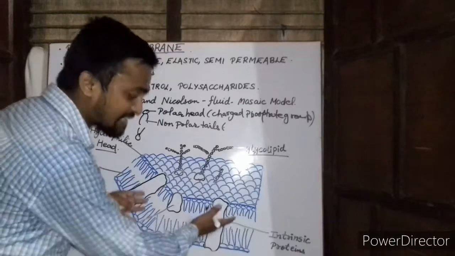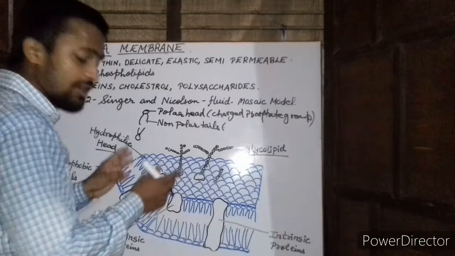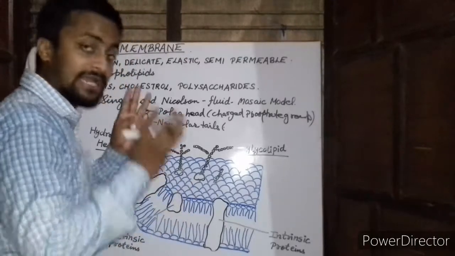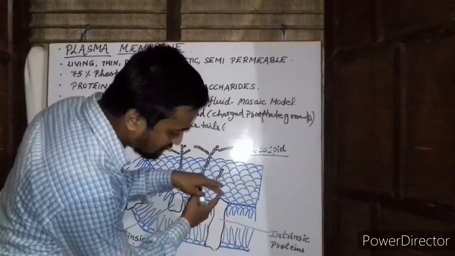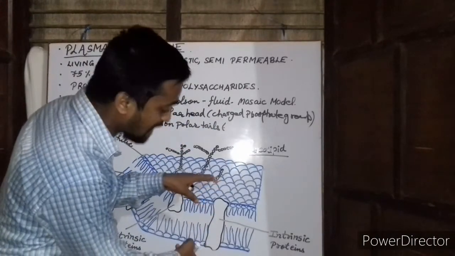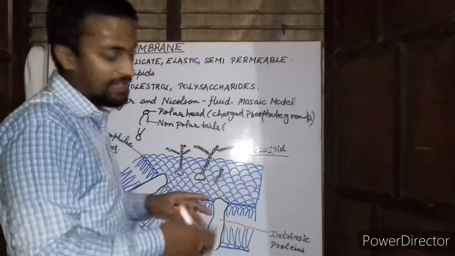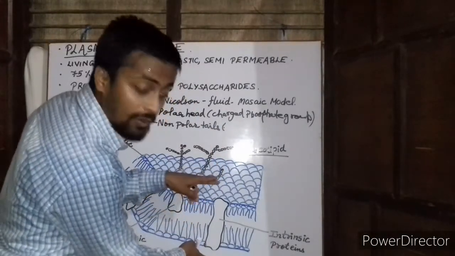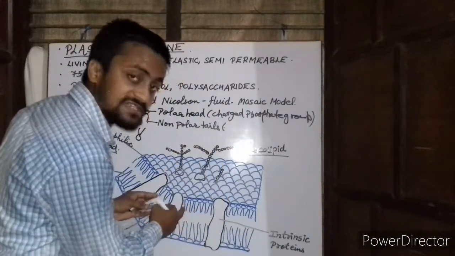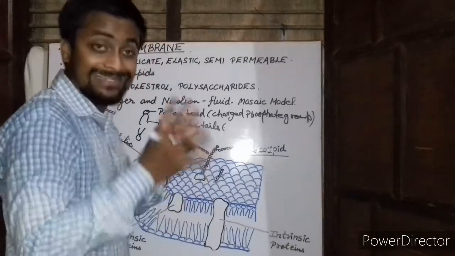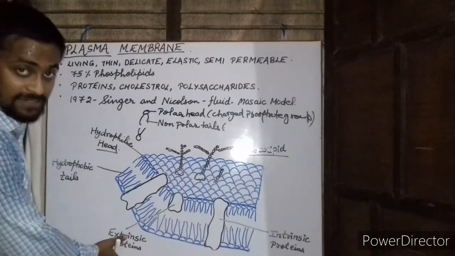In these, the proteins are embedded. Now these embedded proteins are actually of two types. The first is the intrinsic proteins, which means the proteins which are embedded inside the phospholipid bilayer and cannot be removed easily. They are non-soluble. Some proteins, however, are present only on the surface, and they can easily be removed and are soluble. Such proteins are called extrinsic proteins.